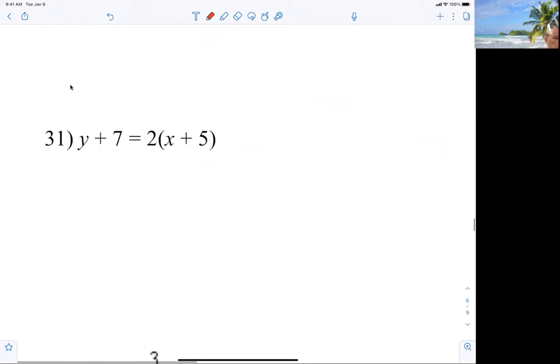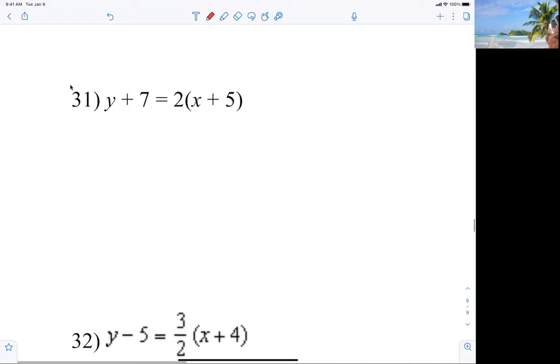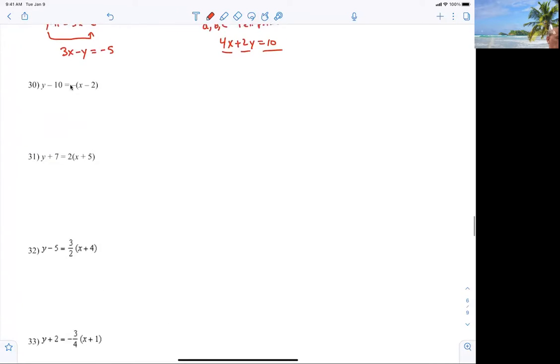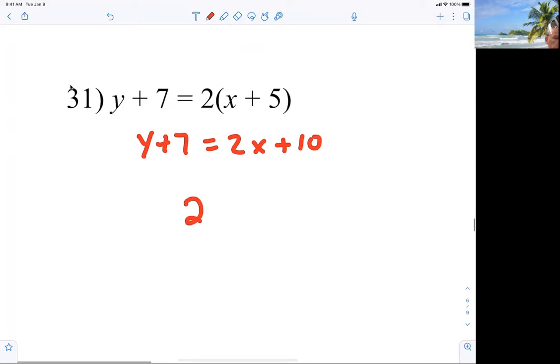All right, let's look at 31. So that's kind of easy. Hold on. Yeah, let's do 31. Then we'll do the fraction one. Y plus 7 equals 2x plus 10. So what are we looking at? Perfect. All right, easy.